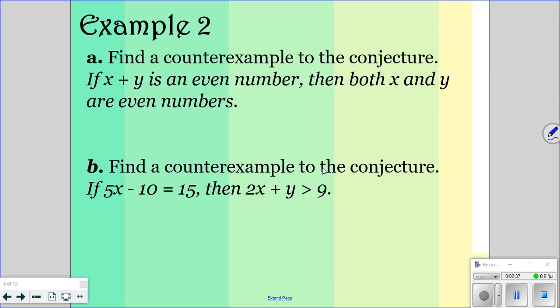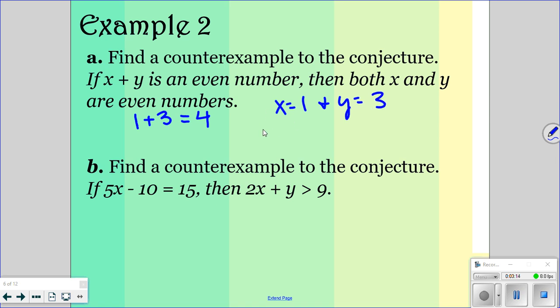Alright, so let's look at another one. Find a counterexample to the conjecture: if x + y is an even number, then both x and y are even numbers. Can anybody think of a counterexample to that one? If you want, you can pause the video if y'all need to think about it a little bit longer. Okay, so for x and y, let's say x is 1 and y is 3. Are x and y even numbers? Neither one of them is an even number, but x + y is an even number. So that would be a counterexample: x = 1 and y = 3.